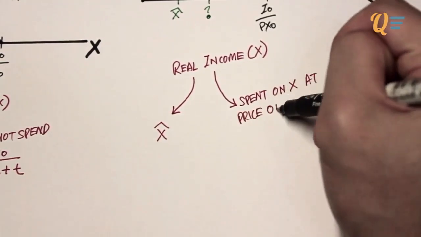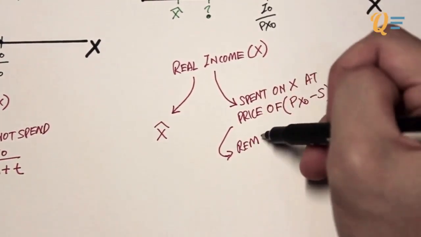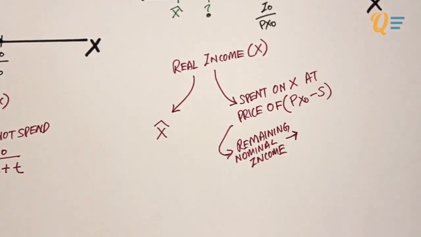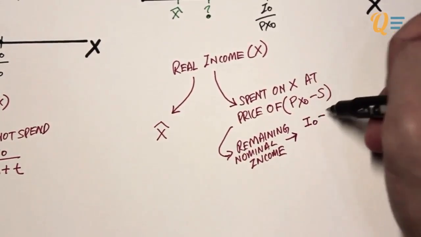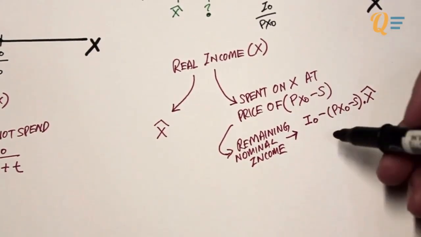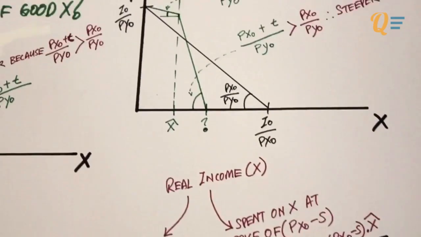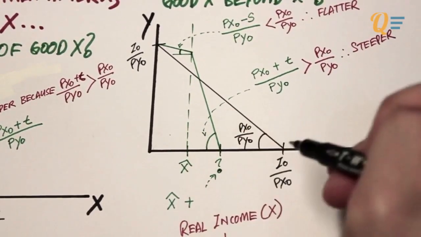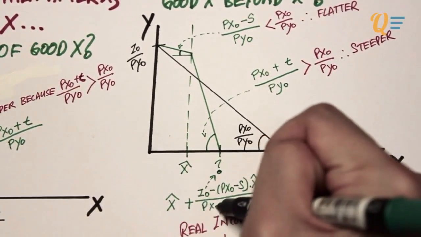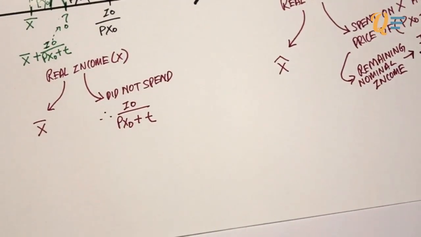You know that you've already spent on X at a price of Px0 minus s up to the amount of X cap. So we need to know what is the remaining nominal income after spending on X cap. Again, we deduct from the nominal income the amount spent on X cap at the price of Px0 minus s. You can see the mathematical equation over there. We're going to divide this entire portion by the new price of X, which is Px0 plus t. So therefore, what you get as the real income in terms of X is simply this expression over here. See, it's actually pretty simple, right? If you break things down into simple bite-sized portions.